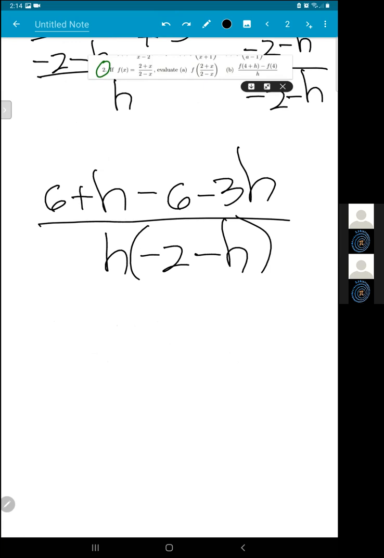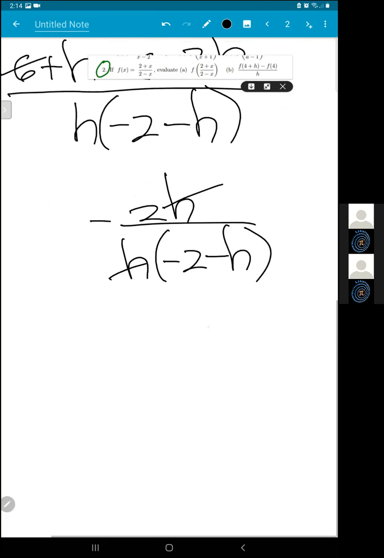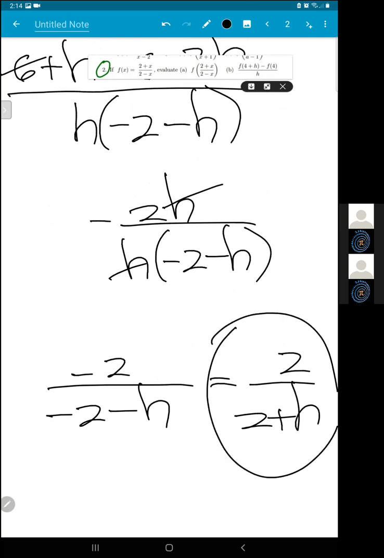Now let's simplify the numerator. Okay, negative 2h. Then h cancels out. Okay, and you can actually simplify this further by multiplying both numerator and denominator by negative 1. So 2 over 2 plus h. Okay, any question?